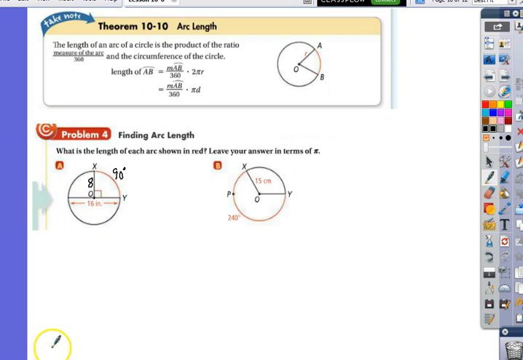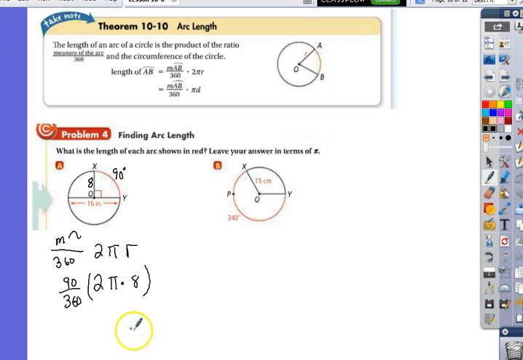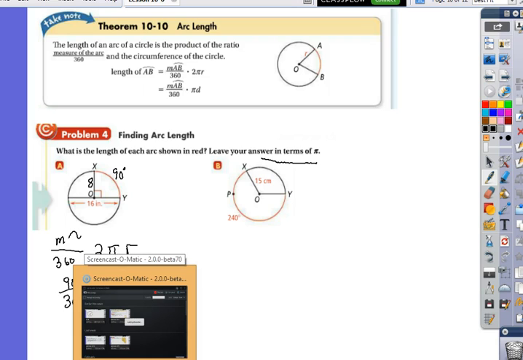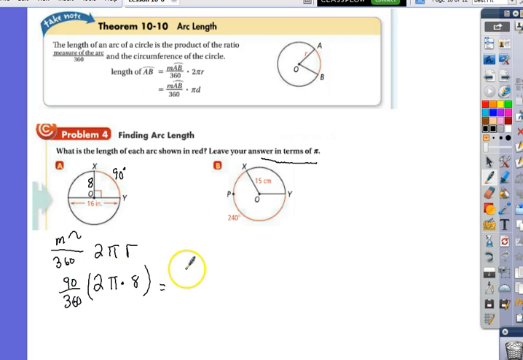8. So I'm going to use the circumference formula, 2 pi r, but in this case that's 2 pi times 8. But I'm also going to use the measure of the arc over 360. So in this case, the measure of the arc was what? 90. So 90 over 360 times 2 times pi times 8. And in this case, we're going to leave our answer in terms of pi. So I only want to multiply the numbers. 90 times 2 times 8 divided by 360.